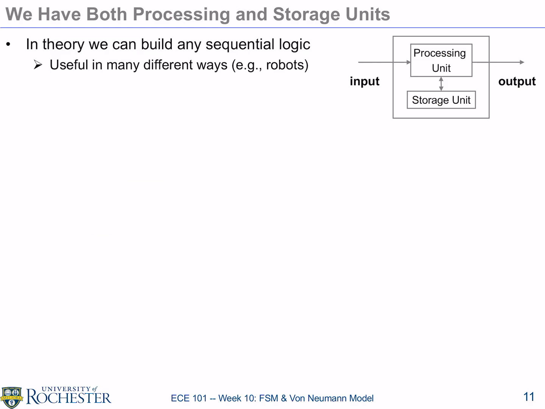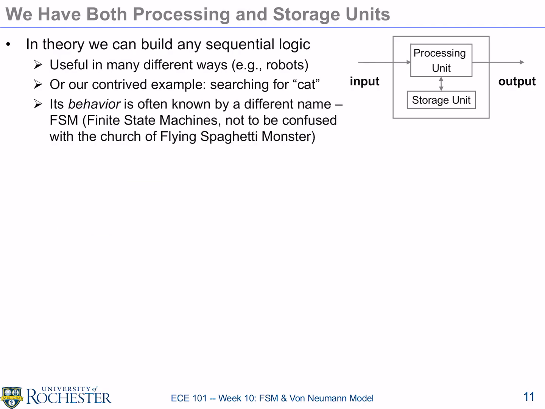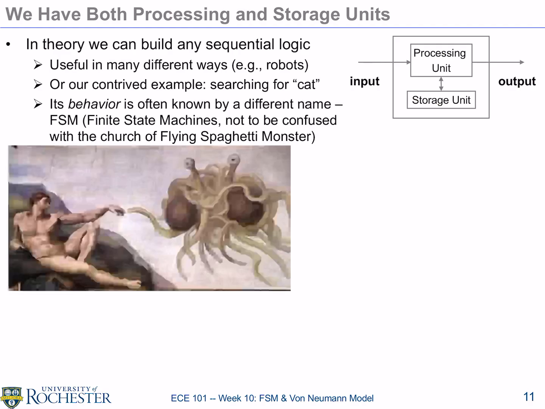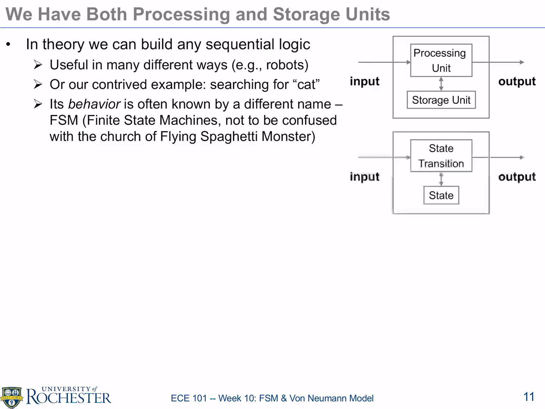Okay. In theory, of course, we can build any finite state machine, any single purpose finite state machine. Okay, the thing that we were showing, the search for cat, is a finite state machine. We can build that. But again, this is implemented with sequential logic, combinational logic plus memory element, right? The abstract concept I can draw is called a finite state machine. Okay, not to be confused with flying spaghetti monster, of course.